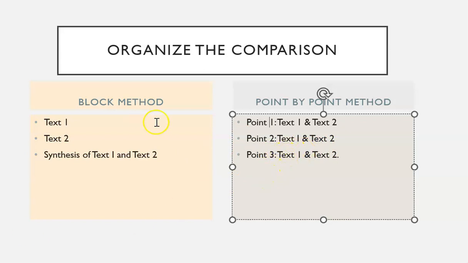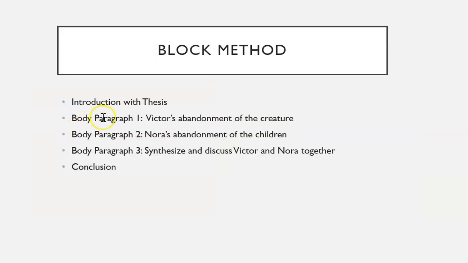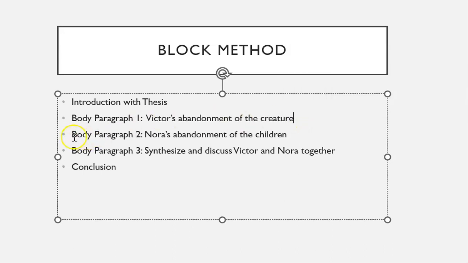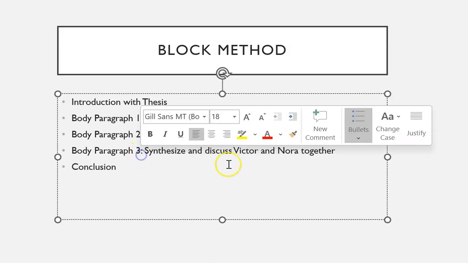So let's take a closer look at these two methods and how you might organize this hypothetical paper that we are coming up with. So for the block method, you'll have your introduction with your thesis statement, and then the body of your essay. We still have 3 paragraphs, but we're going to talk about Victor's abandonment of his creature in your first body paragraph. Then you're going to talk about Nora's abandonment of her children or of her marriage in body paragraph number 2. And then body paragraph 3, you're going to talk about them both together.